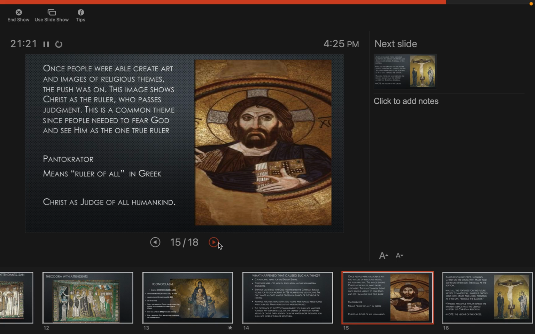Christ. So we have this image here, Christ as the ruler who passes judgment. This is a common theme since people needed to fear God and see him as the one true ruler. Going back to early Christian art, we talked about how Christ is depicted as young and youthful. Here we see a different Christ, one that should be feared. So Christ as judge of all humankind.